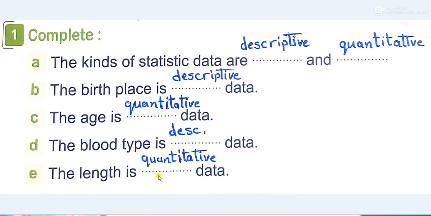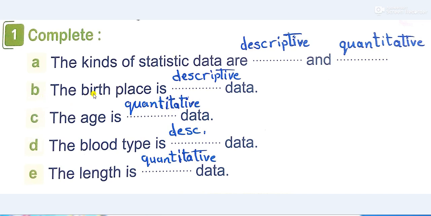Unit 4, Statistics. Let's find out the kinds of statistic data. We have two kinds, descriptive data and quantitative data. If the question asks for the kinds of statistic data, we have two kinds, descriptive data and quantitative data. Quantitative means we have a number, some quantity like money, length, weight, and so on. Descriptive is information which we can't add or subtract.